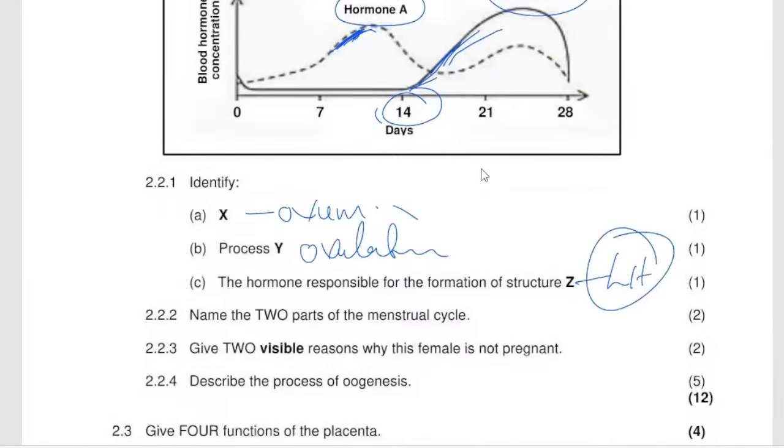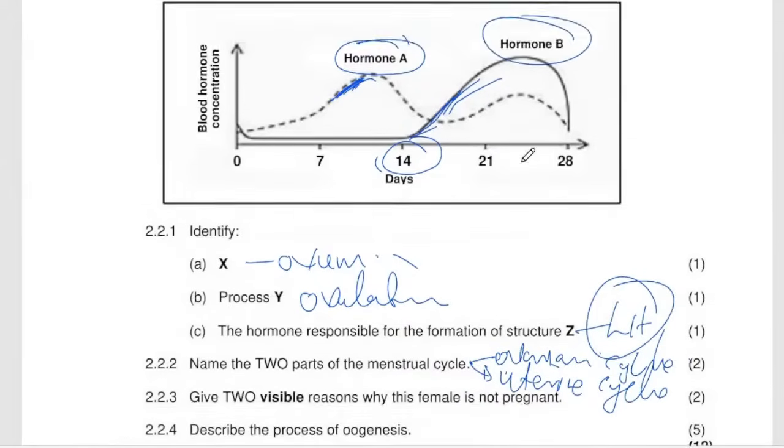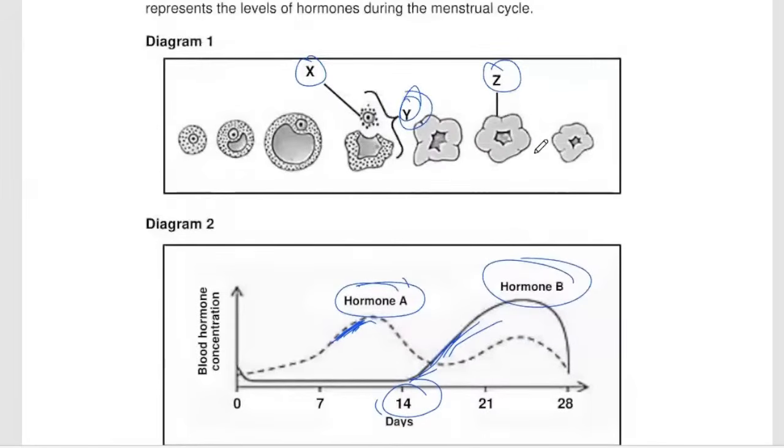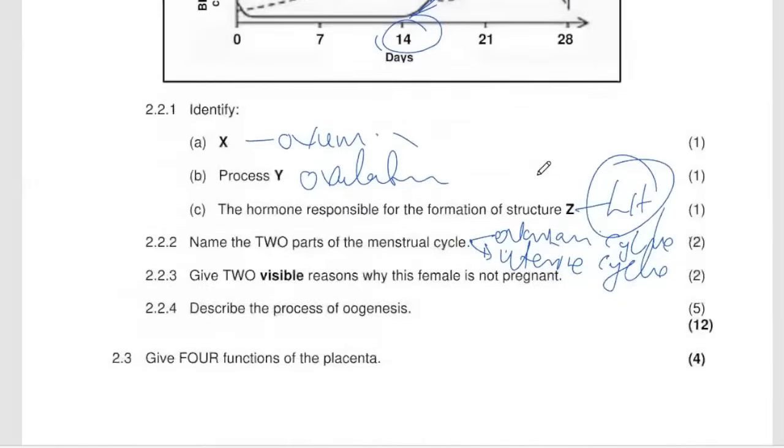Name two parts of the menstrual cycle. In other words, how is the menstrual cycle divided? It's divided into two: the ovarian cycle and the uterine cycle. The ovarian cycle occurs in the ovary, and the uterine cycle occurs in the uterus.